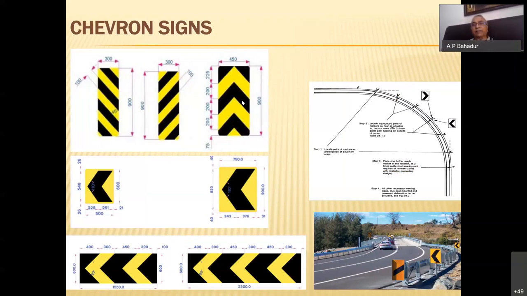These are the chevron signs which you should place when the road is taking a sharp curvature. This is a hazard marker, where you guide the traffic, or rather warn or caution the traffic, that it can move on both directions of the obstruction. These are the sharp deviation signs, which I showed on the hairpin bend.